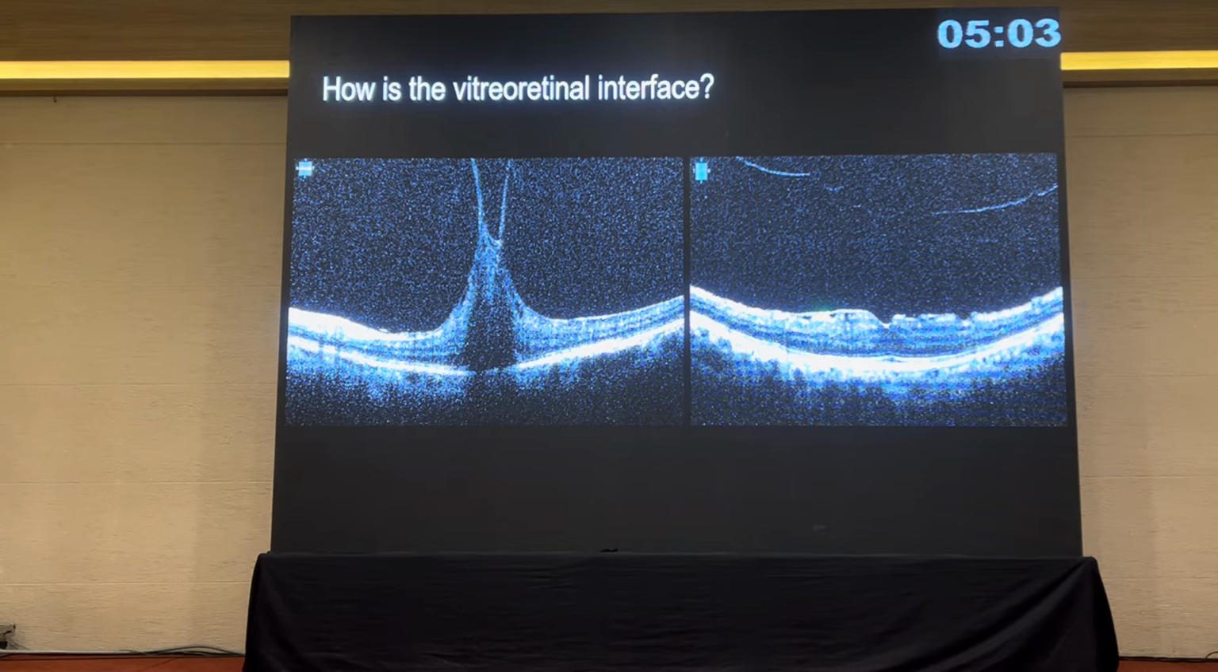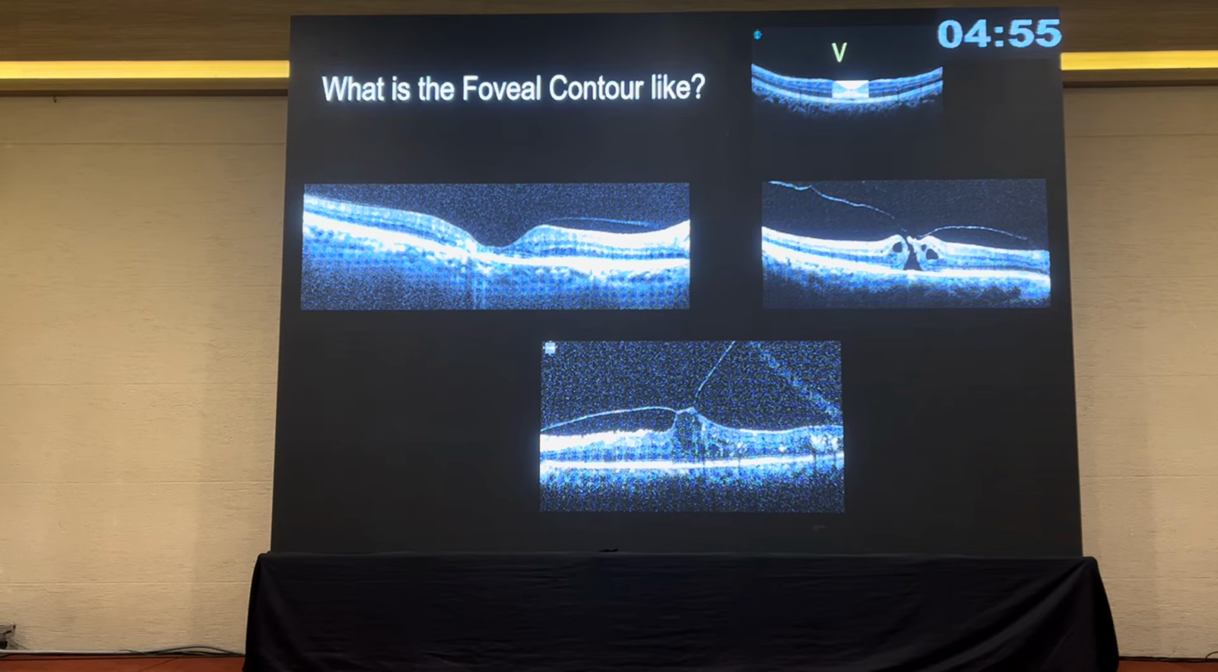Is there any epiretinal membrane? Yes, there is an epiretinal membrane as a layer on top of the retina, and also a PVD is seen. The foveal contour is usually a shallow V, as you can see here. If there is a widening of the V, then you should suspect a foveal atrophy. If there is a break, of course, you all know it's a macular hole.